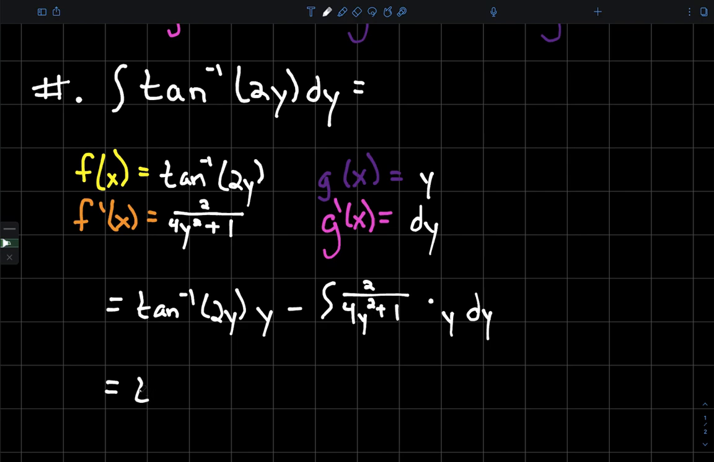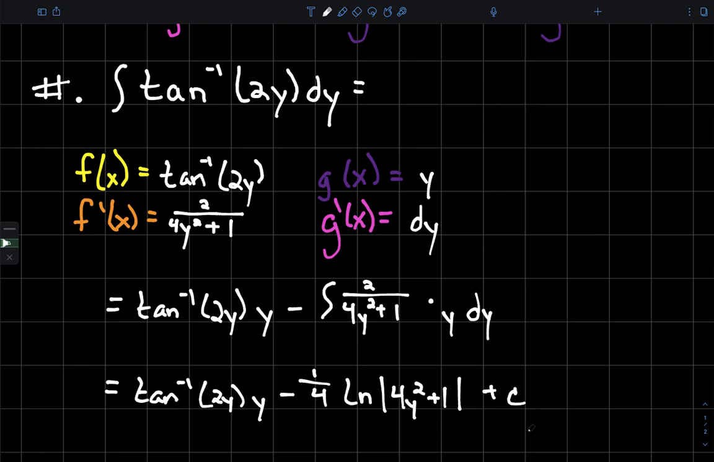And we'll just write this out again. Arctan 2y times y. And our integral here is going to come out to be 1 over 4 natural log of 4y squared plus 1, plus c. And this is your final solution. Again, all we were doing was plugging into that equation.